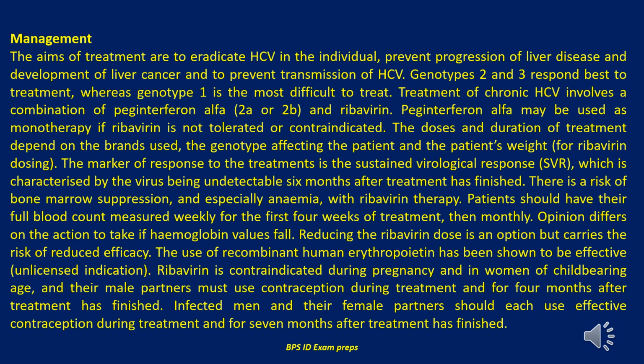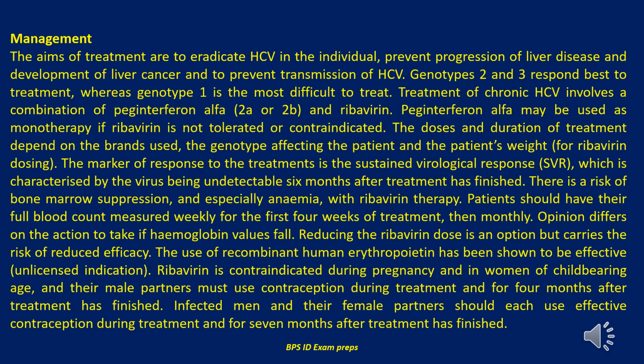There is a risk of bone marrow suppression, and especially anemia, with ribavirin therapy. Patients should have their full blood count measured weekly for the first 4 weeks of treatment, then monthly. Opinion differs on the action to take if hemoglobin values fall. Reducing the ribavirin dose is an option but carries the risk of reduced efficacy. The use of recombinant human erythropoietin has been shown to be effective, although it is an unlicensed indication.